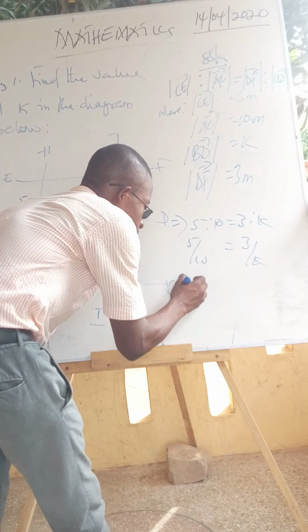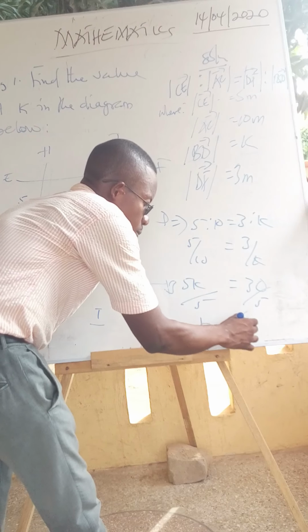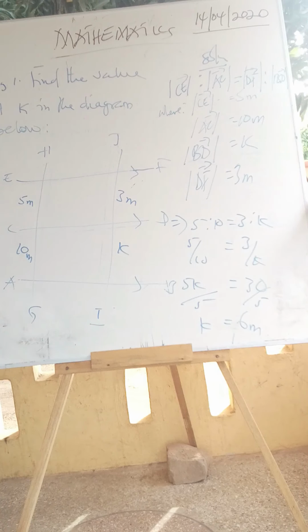Divide here by 5. Divide here by 5. So K equal to what? 30 divided by 5 is what? 6. So we can now conclude that, therefore, the value of K is 6 meters.